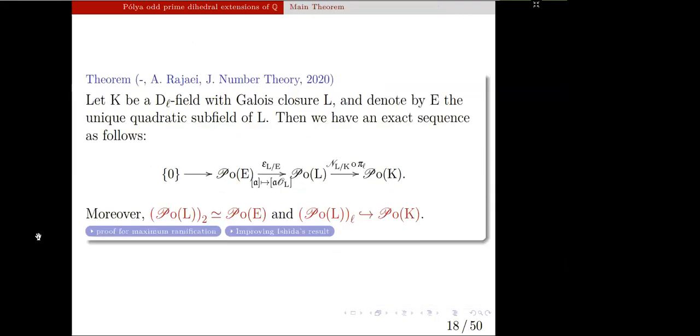The main theorem in this section is a theorem which relates the Pólya group of L to the Pólya groups of E and K.